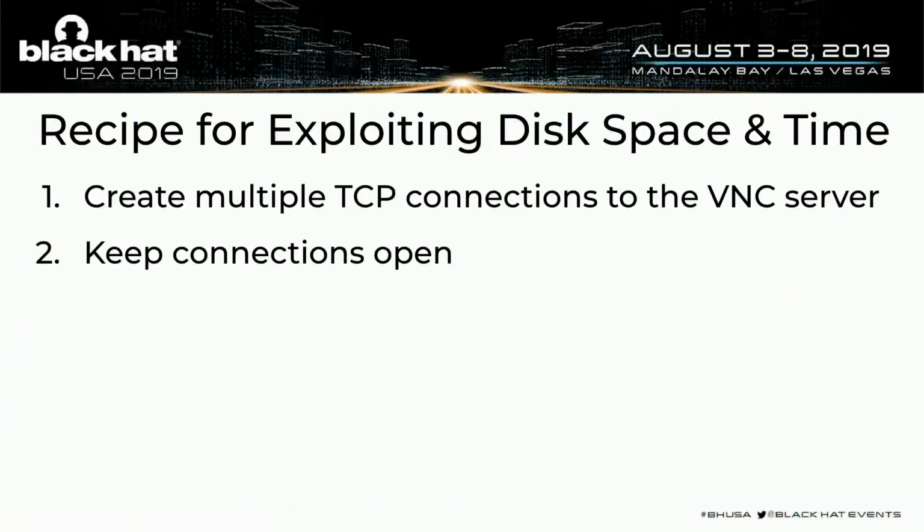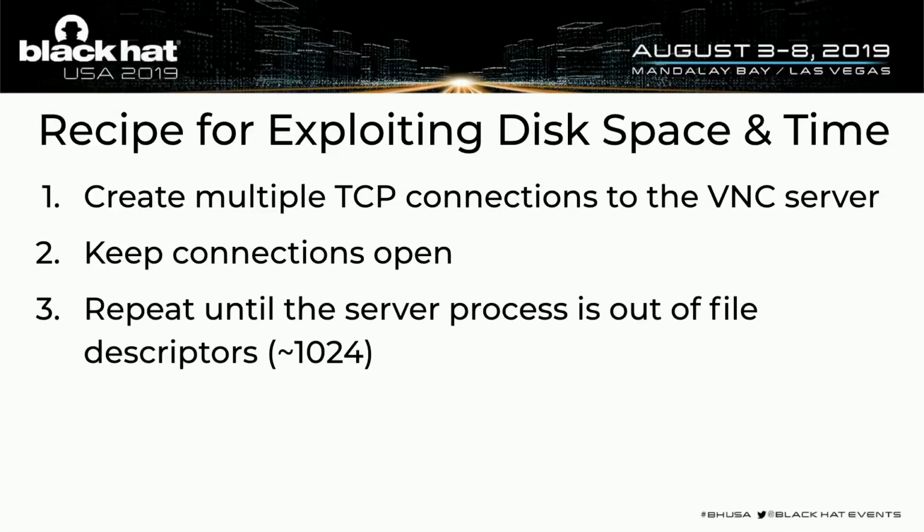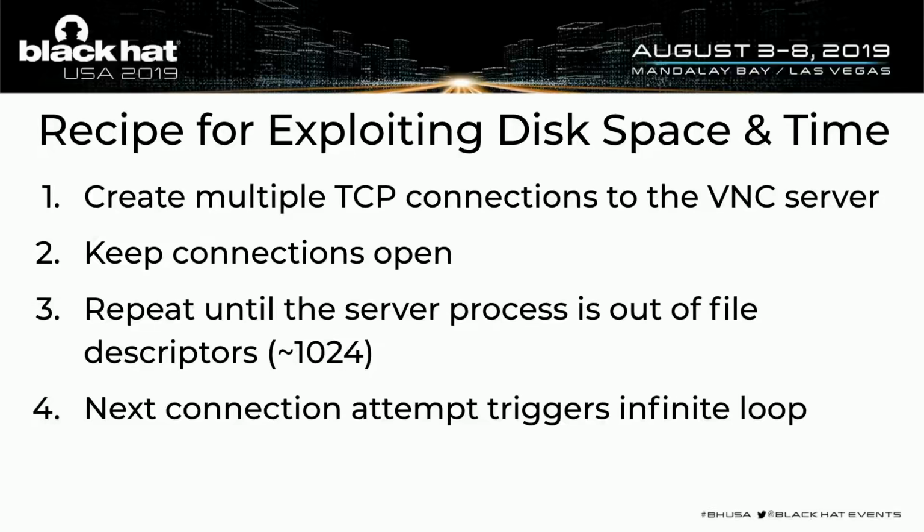So the recipe for exploiting this disk space and time is the same steps as before. We're going to create the two TCP connections, keep them open. We're going to repeat this until we're out of file descriptors, and for our testing, that was around 1024. If your ulimit is higher than that for some reason, you actually hit a different error condition that we're not going to talk about. But assuming 1024, your next connection attempt triggers the infinite loop that I was talking about.